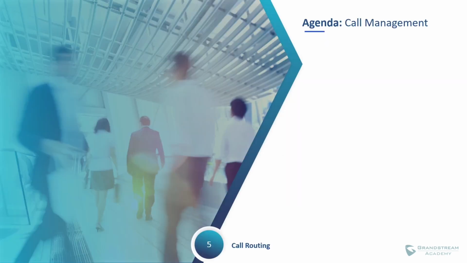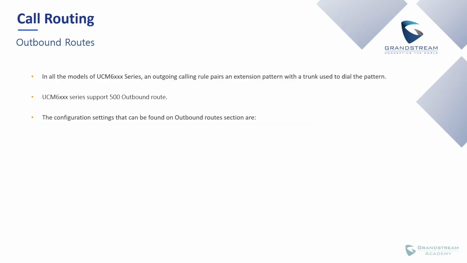And now let's talk about call routing configuration. Let's discover the settings available for routing the calls in the UCM. In order to route calls using the UCM models, outgoing calling rules are required to pair an extension pattern with the trunk used to dial the pattern, and this allows different patterns to be dialed through different trunks.